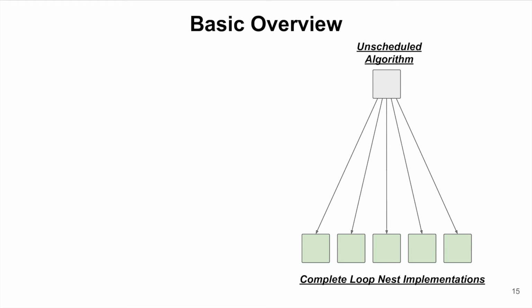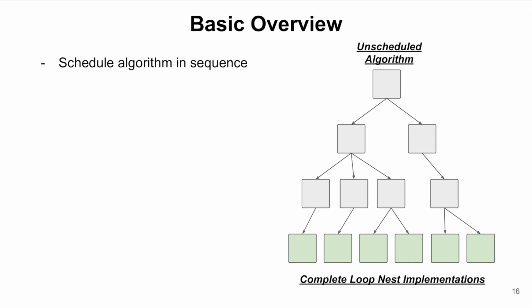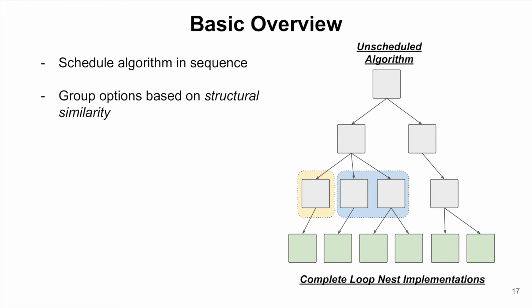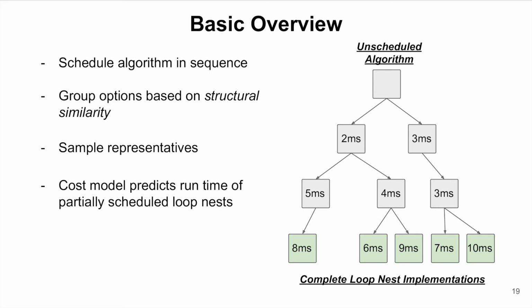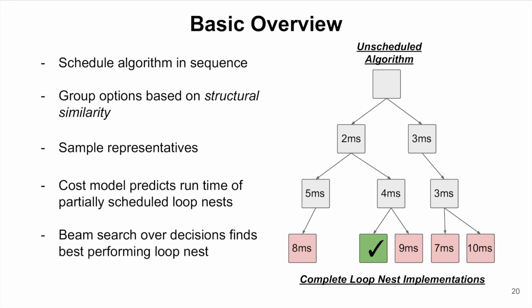Here's the basic idea of how we schedule a Halide algorithm. We start with an unscheduled algorithm, and instead of trying to jump from the unscheduled algorithm directly to a fully scheduled loop nest implementation, we break the process up into a sequence of smaller decisions. We schedule each stage of the algorithm one by one. This creates a tree of decisions that we need to search over, and each entry in the tree is a partially scheduled loop nest. Before evaluating any of these options, we group them based on structural similarity. We sample representatives from each group and discard the rest. We use a learned cost model to predict the runtime of each partially scheduled loop nest, and we use a beam search over the tree to find the best possible implementation.